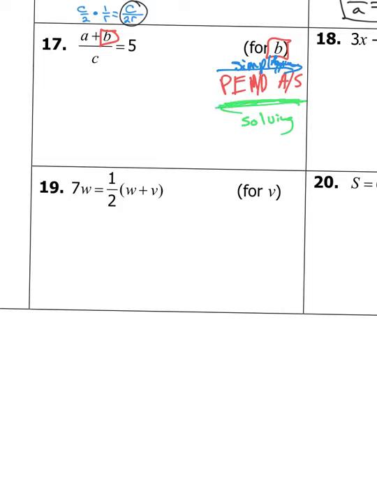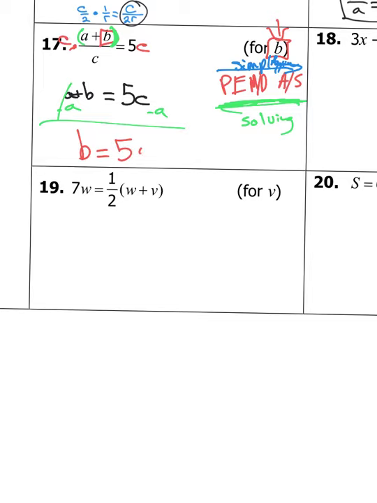So for this problem, you have the a plus b on the top of the fraction, which means I'm going to multiply by c on both sides first. If I do that, I get a plus b equals 5c. Now I'm going to subtract a on both sides, because what am I trying to solve for? I'm trying to solve for b. Get the b by itself. I'm left with 5c minus a. That is my answer.